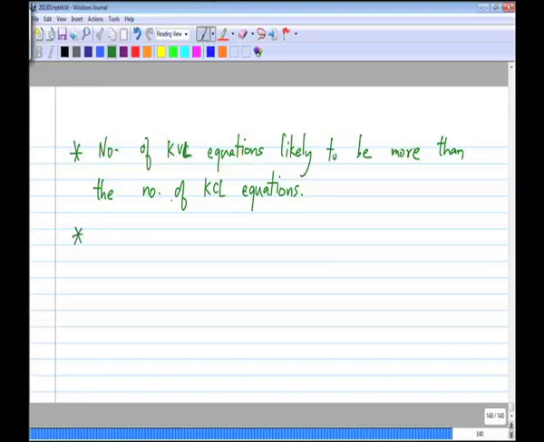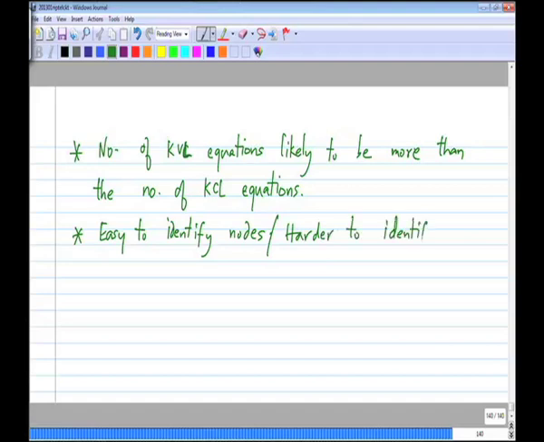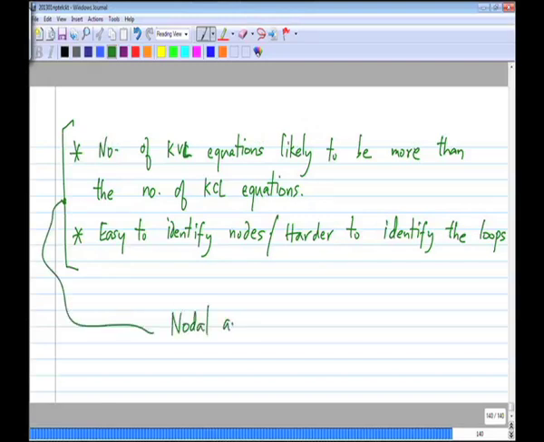Now, it turns out that analysis of circuits using a computer uses nodal analysis. There is another reason for it. Okay, that is that it's very easy to identify nodes. They are just given to you. And this is true even for human beings. You look at a circuit, you know what the nodes are. But it's a little harder to identify all the loops. Okay. So you have to first identify a tree, then start adding links to the tree to form loops. Okay. So because of these reasons, usually if you want to do systematic analysis of large circuits, you end up using nodal analysis.